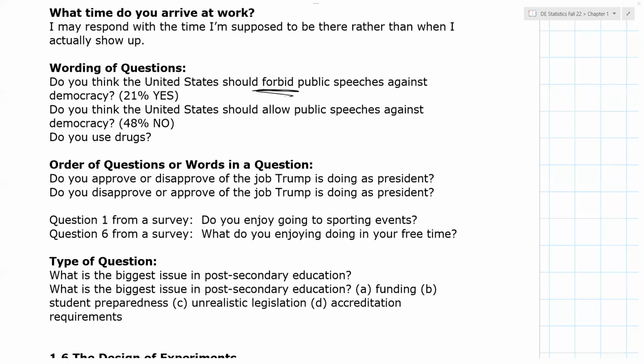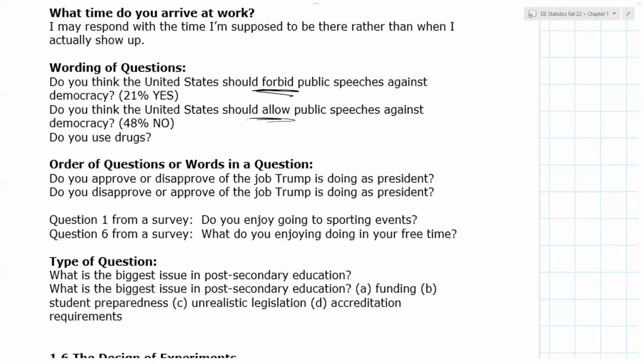And so this first question is set up to get a certain answer. It is not a neutral question because the word used, forbid, is not a neutral word. The word allow is a neutral word. People should be allowed to do things. People shouldn't be allowed to do things. That's a neutral word. Forbid is not neutral. It evokes an emotional response.